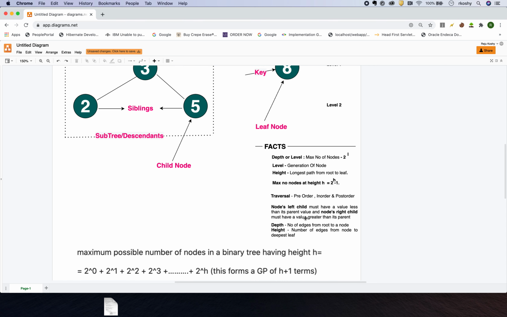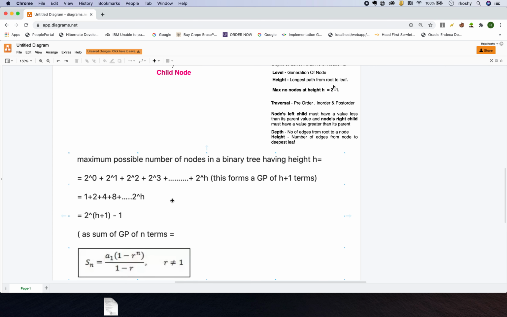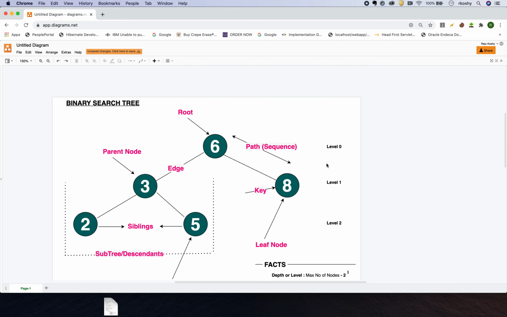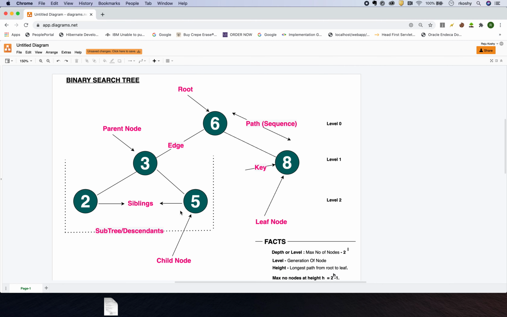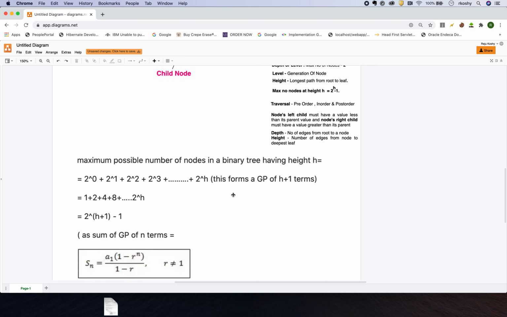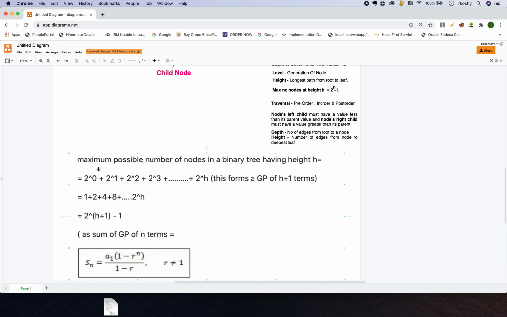So that's it. This is some interesting stuff that I noted down from other resources. It is the maximum possible number of nodes in a binary tree having height h. If the height is h, then the maximum number of nodes in a binary tree is basically 2 raised to 0, this is at height 0, plus 2 raised to 1, plus 2 raised to 2, and so on.